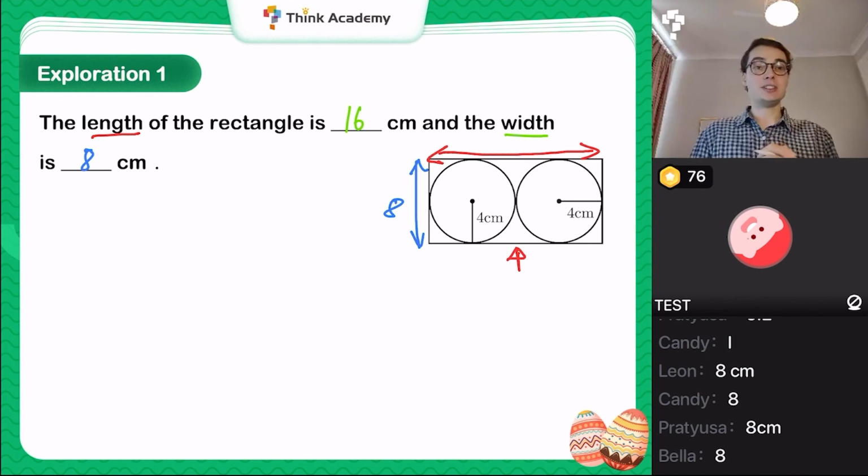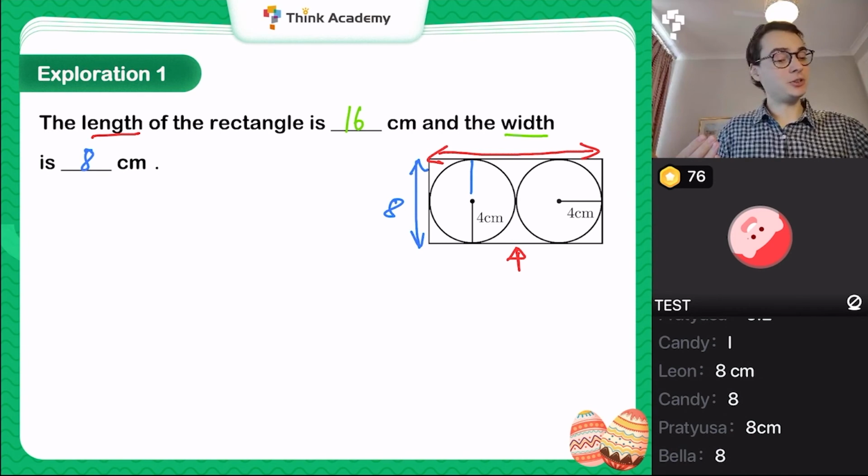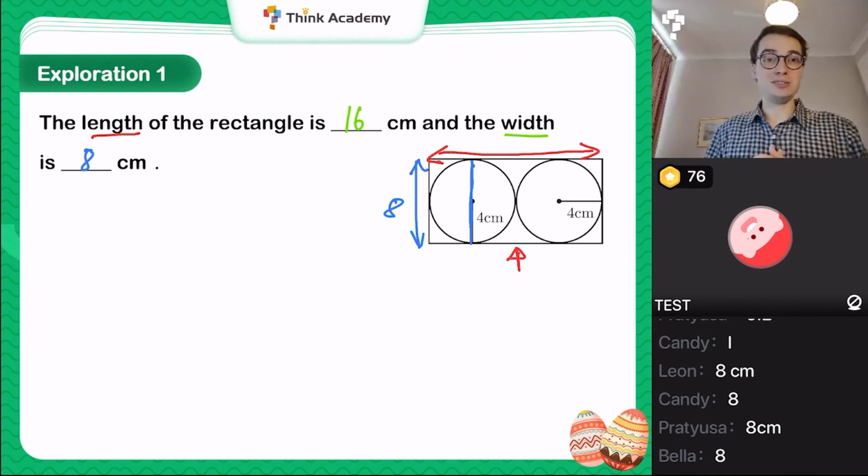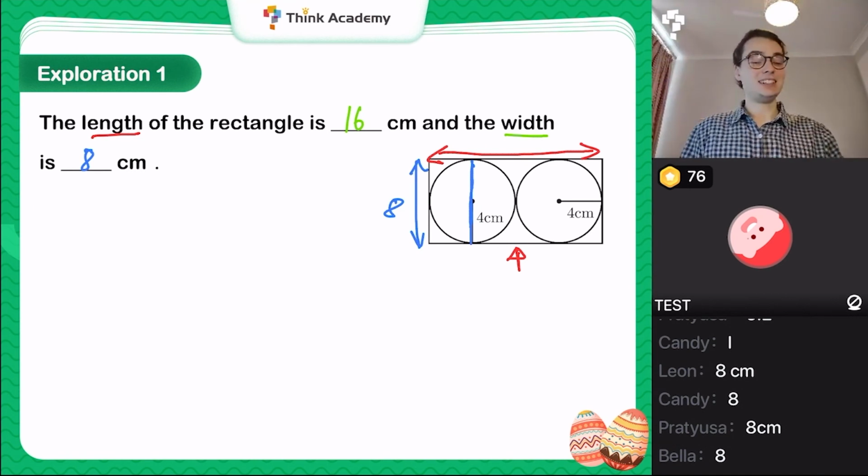So again, we know the diameter of the circle is always the same, whether we draw it horizontally, vertically, diagonally, however we like. And the width of this rectangle, well, we can see that if we draw it through the center of one of these circles, then one diameter of a circle is just going to be the width of this rectangle. So we get 8 centimeters for that.